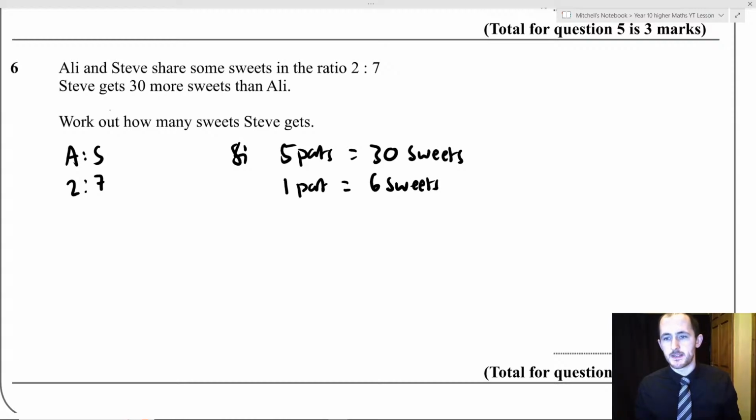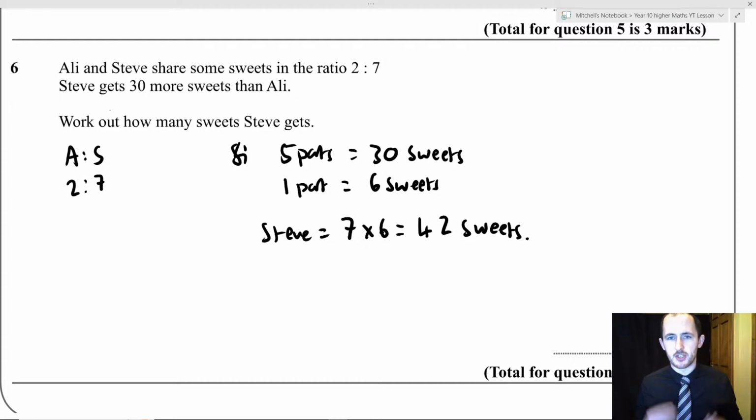So how many sweets does Steve get? Well, Steve will get 7 multiplied by 6, which is, of course, 42 sweets. So again, you're probably thinking ratios might be a bit easy. I do have some harder stuff coming up.